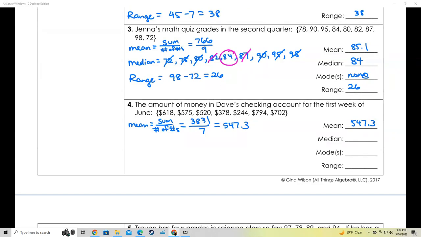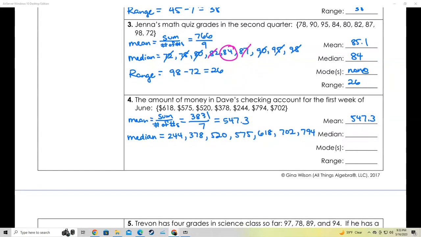Median, let me go ahead and pause the video and write down these in order. Okay, here are the numbers in order, and I'm just going to go left, right to get to the middle, left, right. Getting towards the middle, let me slow down. Left and right, and it looks like I only have one middle number, which is 575.